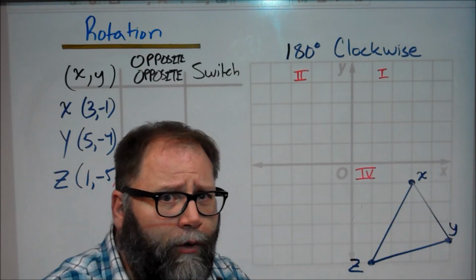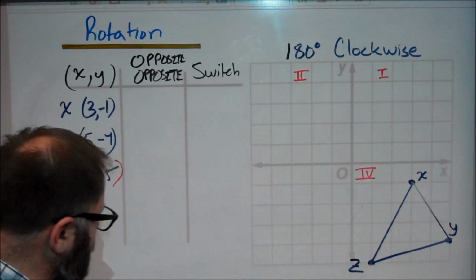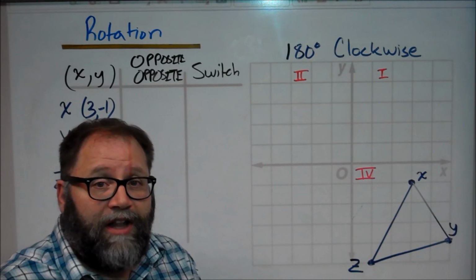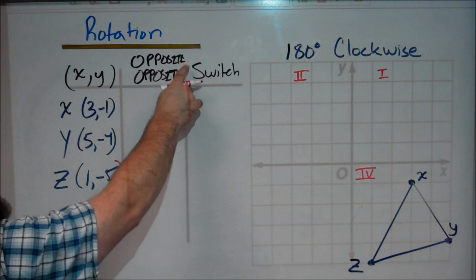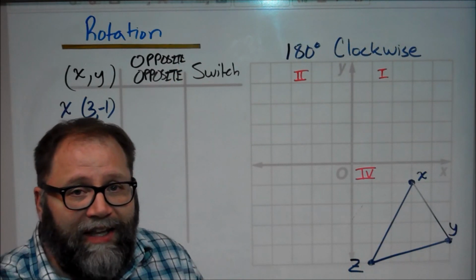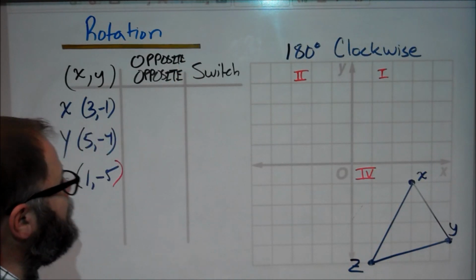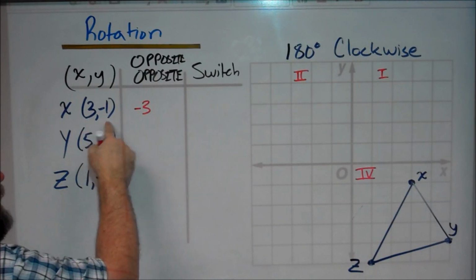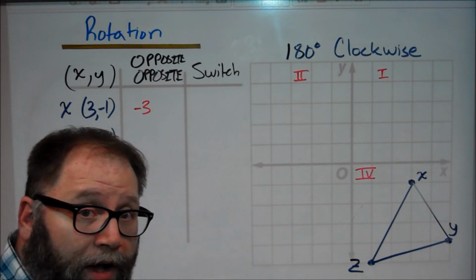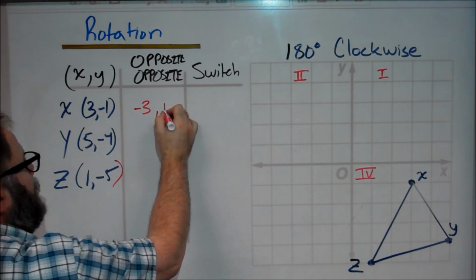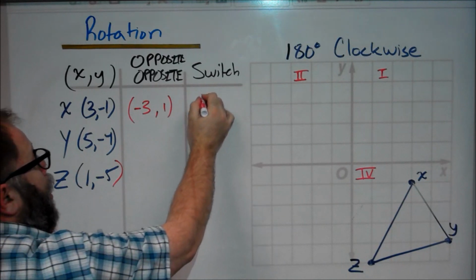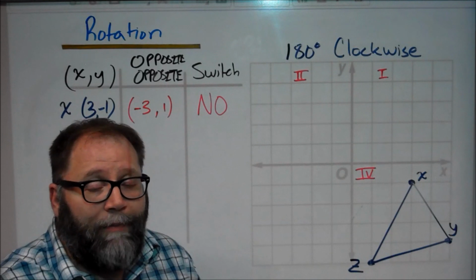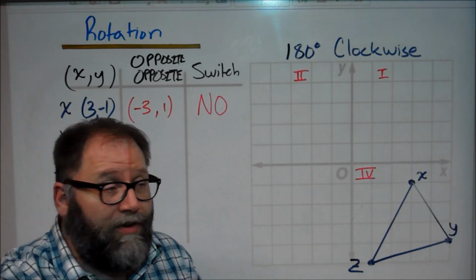This one's pretty straightforward. This is the one that I think is the easiest one to do. Let me get my marker here. And the rule for rotating 180 degrees clockwise is opposite, opposite. So we're just taking the opposite of both terms. So when I look at x here, my x prime is going to be the opposite of 3, and then the opposite of -1. Now the opposite of -1 is +1. And then no switch. We're not going to switch it at all, okay? So it's just opposite, opposite, and we leave it as such.